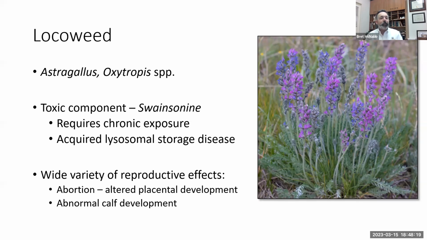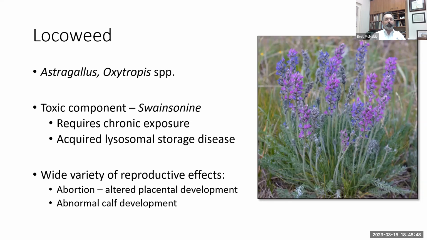The loco weed, of course, is one that we will see. It has a pretty broad window for effects during pregnancy. And it seems that after cattle eat this, they almost seek it out. They almost like it when they go after it, but it can have a significant effect on reproduction. It does require chronic exposure. So it's not just a one-time deal, but chronic exposure throughout pregnancy.